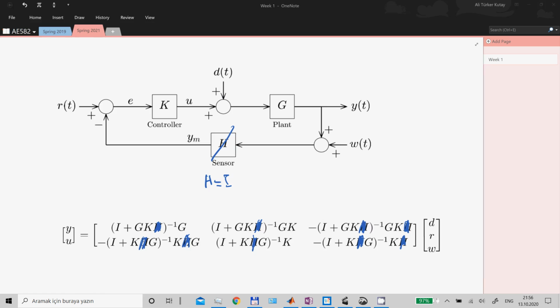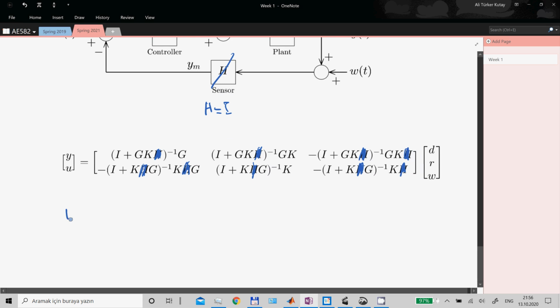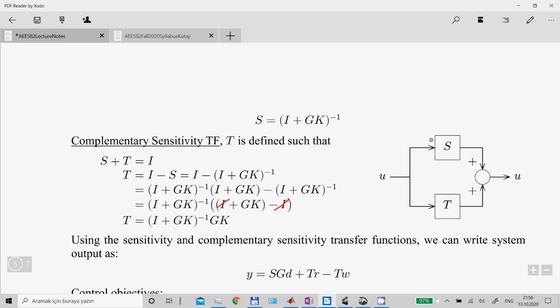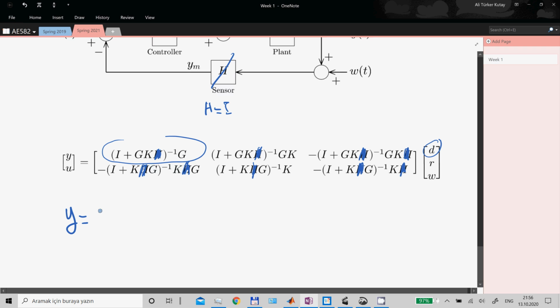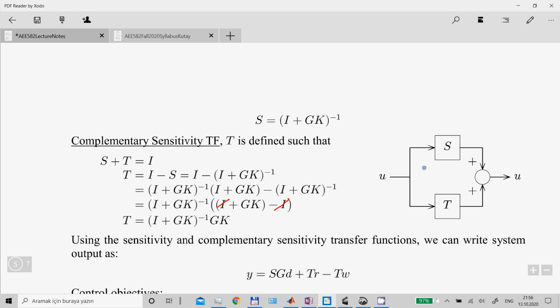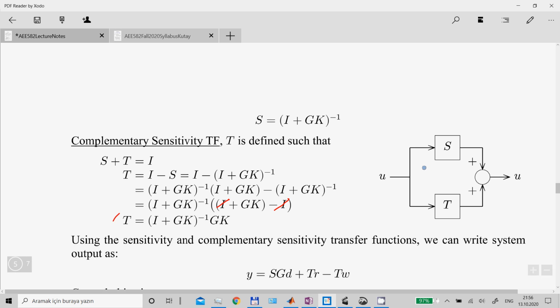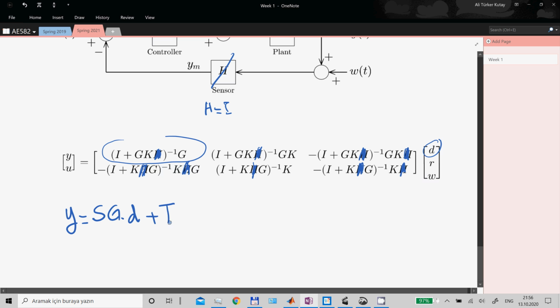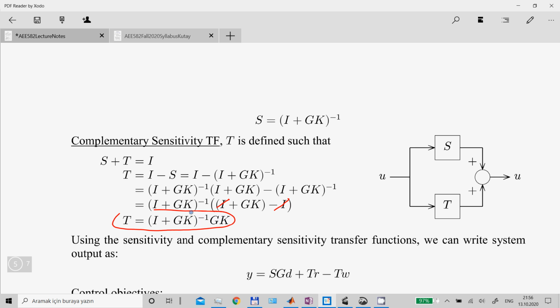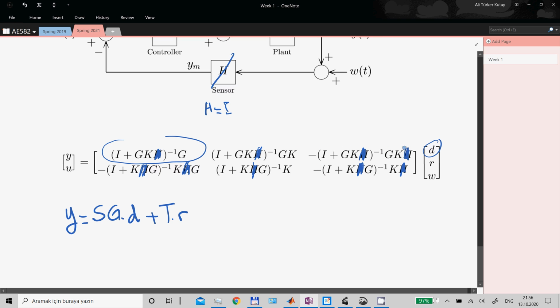Okay, so let me just come back here, and I'm going to write the output y as this transfer function times d, right? And if I come back here, that transfer function is nothing but the sensitivity transfer function S times G. So this is S times G times the disturbance input, plus this transfer function times the R input, which is the reference input. But that transfer function is exactly equal to the complementary sensitivity transfer function. So this is T times R. Then I have the same transfer function again, but this time with a negative sign, times W, the sensor noise, minus T times W. Okay, good.